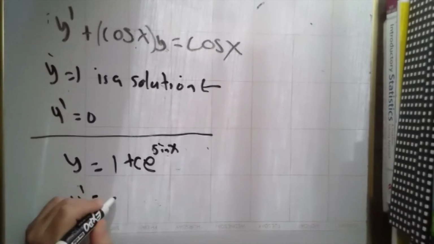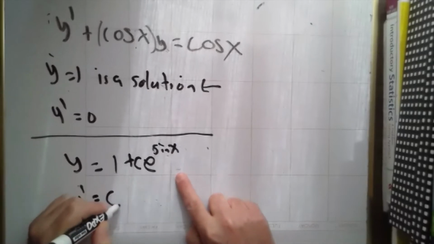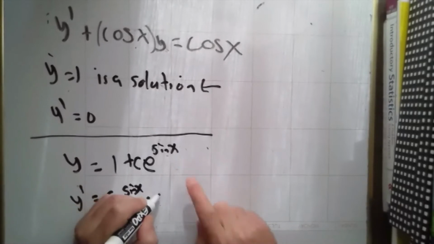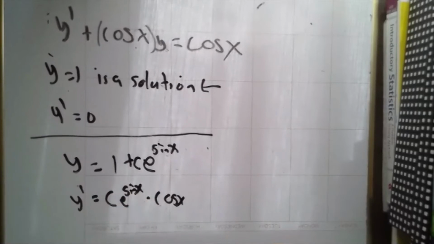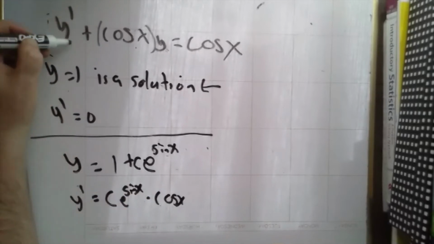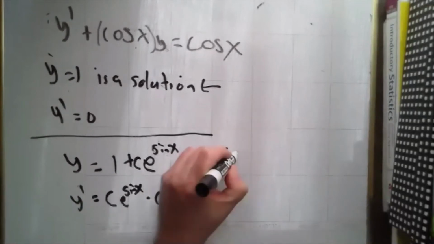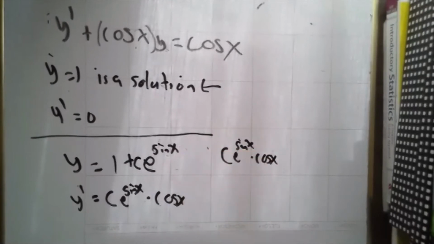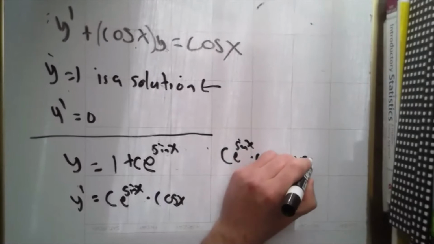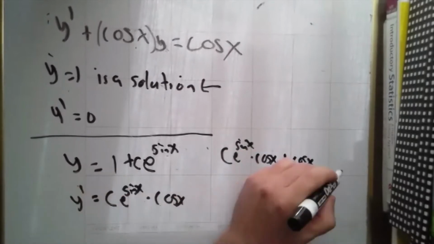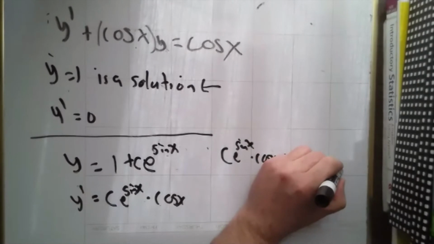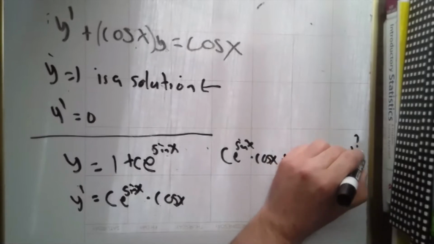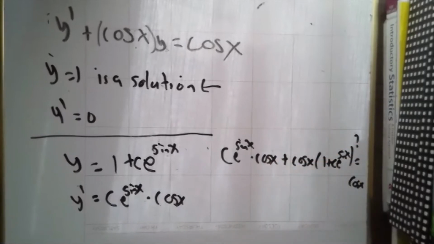So y prime would be the derivative of e to the anything, which is e to that same thing times the derivative of what's up top. So if I plug that in here, I'll get c e to the sine x times cosine of x plus cosine of x times all of this. And I want to know, can I make that equal cosine of x?